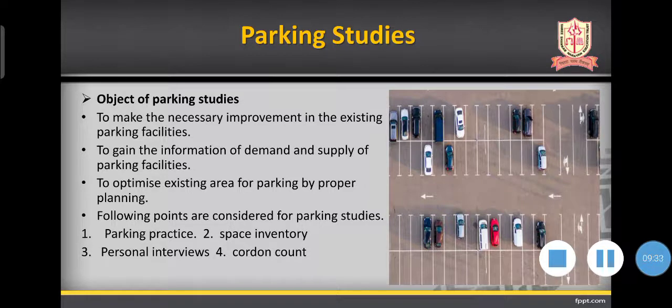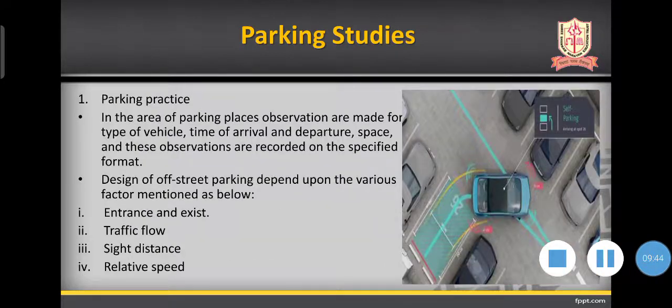Following points are considered for parking study. The first is parking practice, then space inventory, personal interview, and cordon count. So how are we going to study that? Let's see one by one. The parking practice. In the area of the parking place, the observations are made for the type of vehicle, the time of arriving, dispatch, and the space, and the observations are recorded in a specific format.